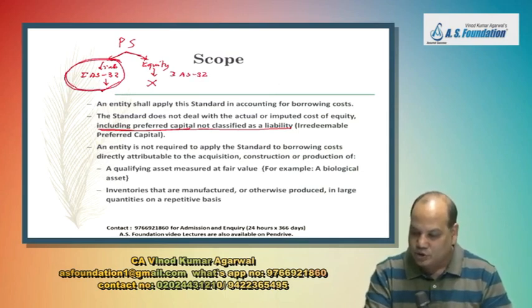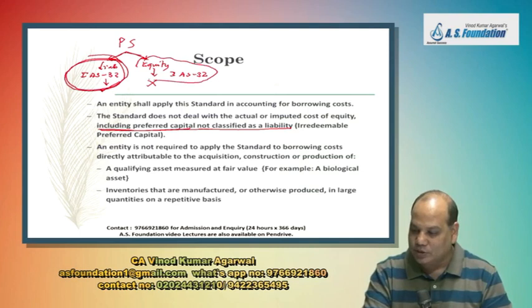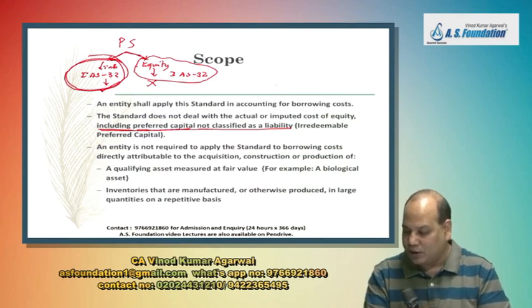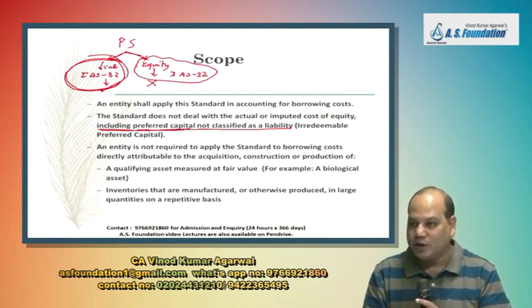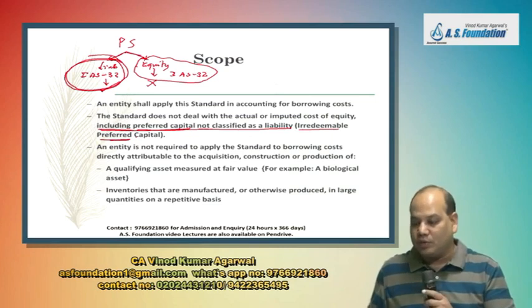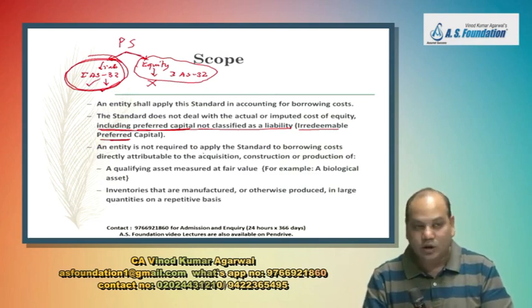If there is an obligation to pay, liability, but if there is no obligation to pay, then it is equity. So preference share can be equity or liability. Accordingly, you give the treatment of any preference dividend that you pay. Normally irredeemable preference share may be classified as equity normally, but more about this we will study in our standard on financial instrument.